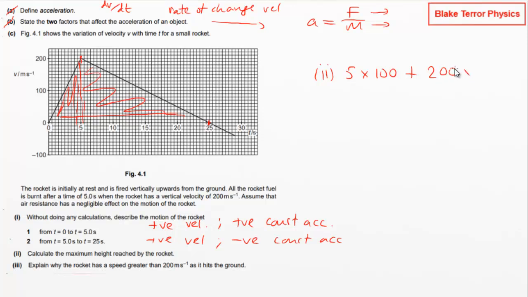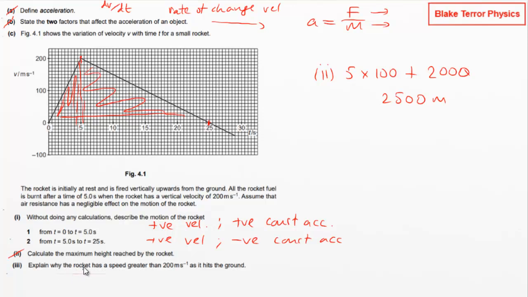So what am I doing? 20 times what? I'll just do it as one lump. So we've got 500 and 2,000. So we've got 2,500 meters. So yes, don't forget to include all of that area.